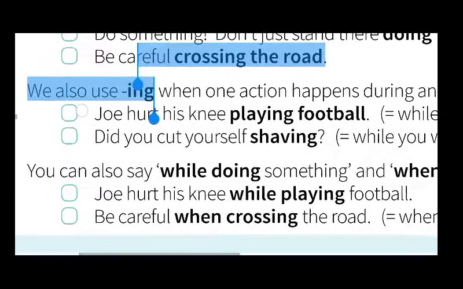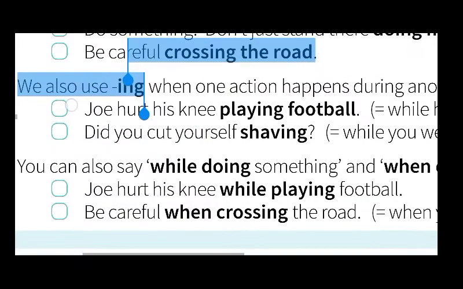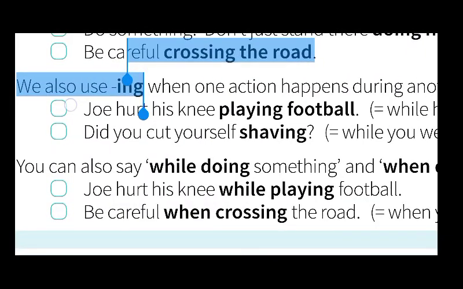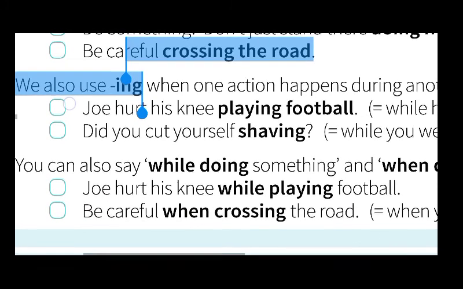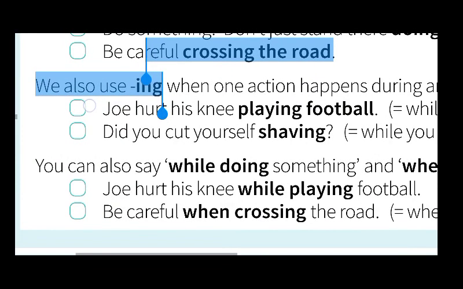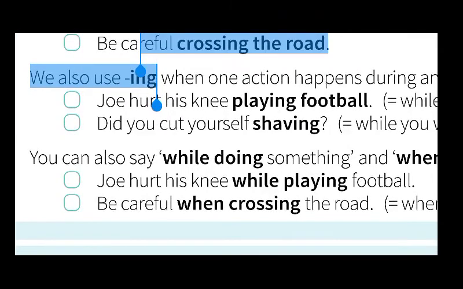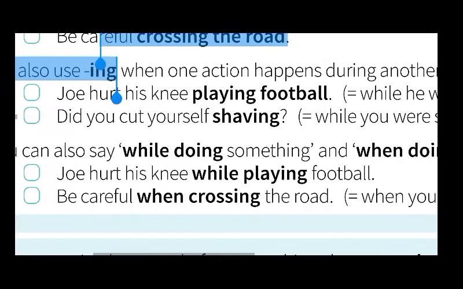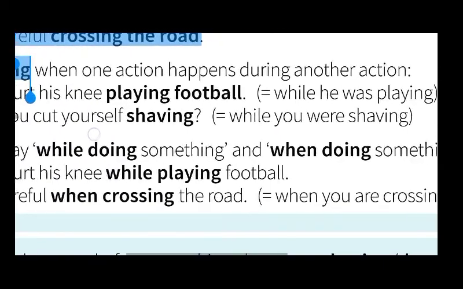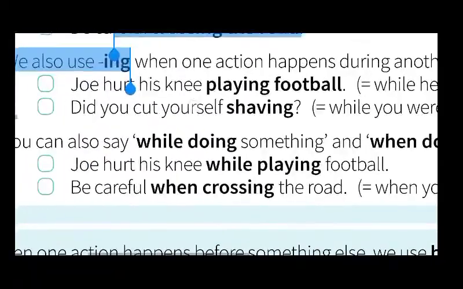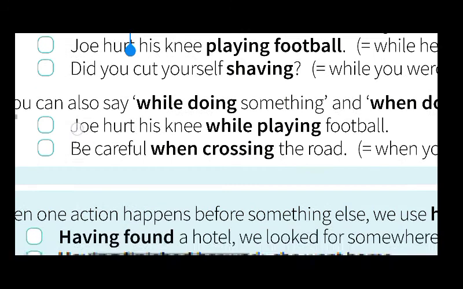So the main clause contains the main idea. The -ing clause expresses a minor, less important idea. We can also say while doing something and when doing something. For example, Joe hurt his knee while playing football, and be careful when crossing the road.